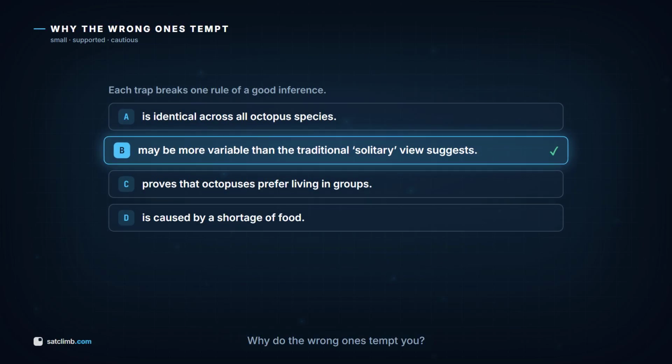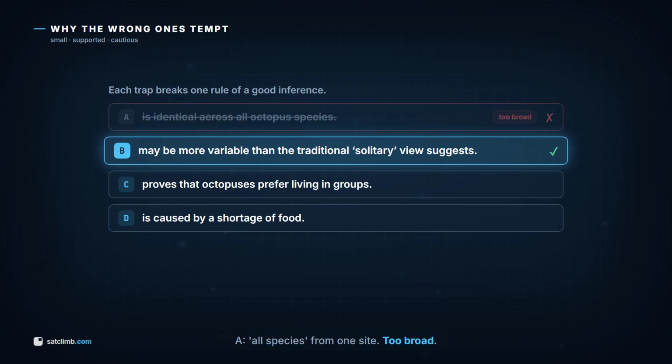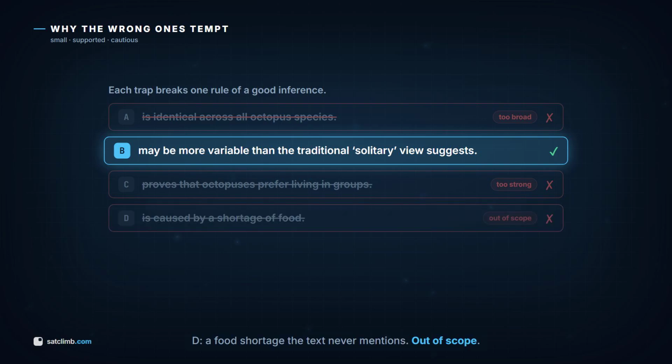Look at why the others tempt you. Choice A says the behavior is identical across all octopus species. But the passage watched one site, so all species is a leap the text can't support. Choice C says this proves octopuses prefer group living. Proves and prefer are far too strong. One crowded site is not proof. Choice D blames a food shortage, except the text never mentions food, so that's outside the passage.